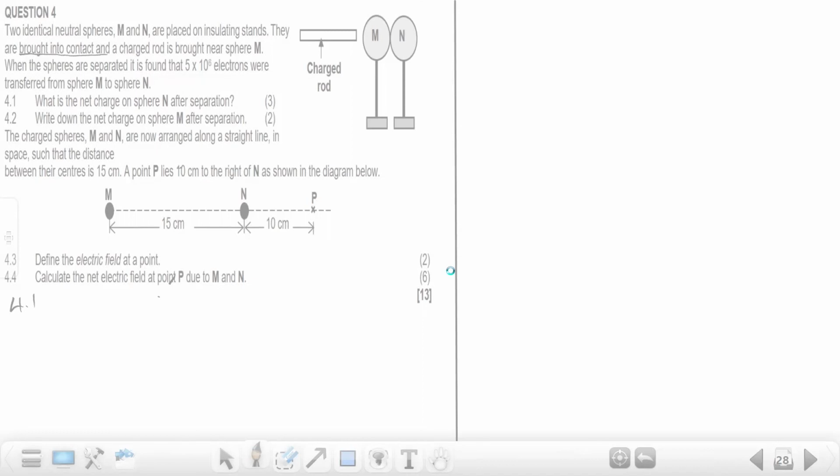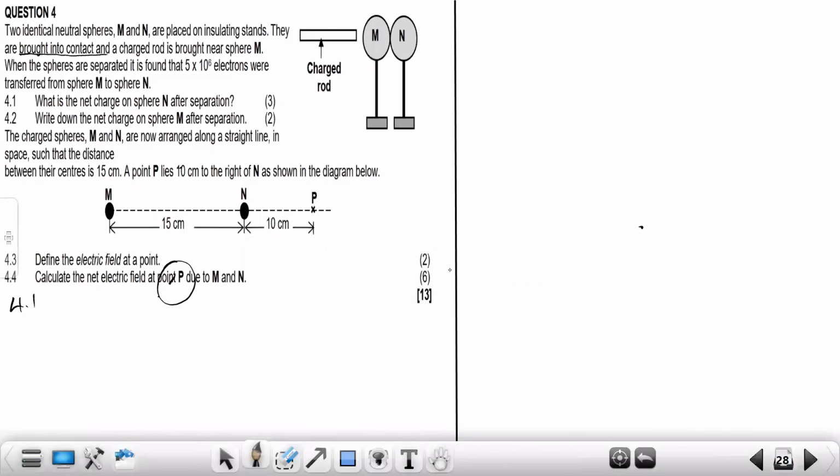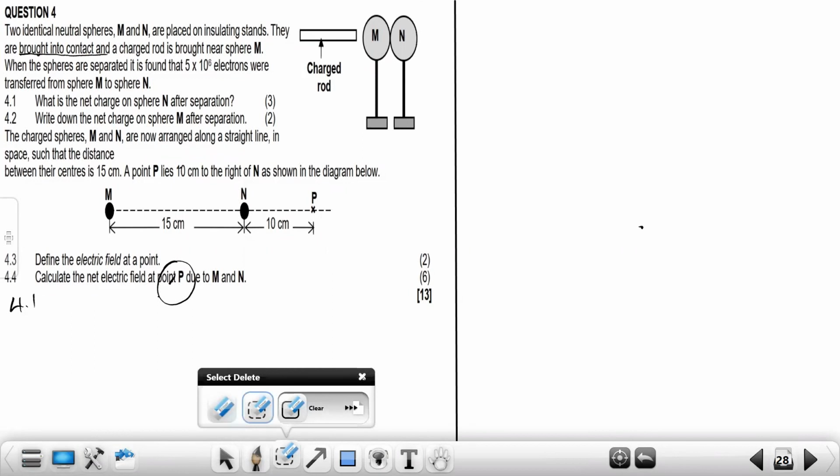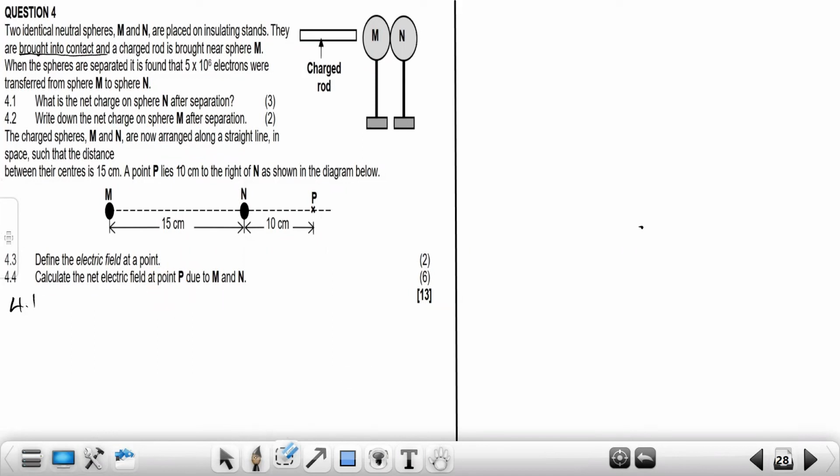But the fact that M is the one that is now losing electrons, it means that M must now be more positive. So I'm going to do it again quickly. Because M is the one that is losing the electrons, or transferred from, M becomes more positive. That is the catch.